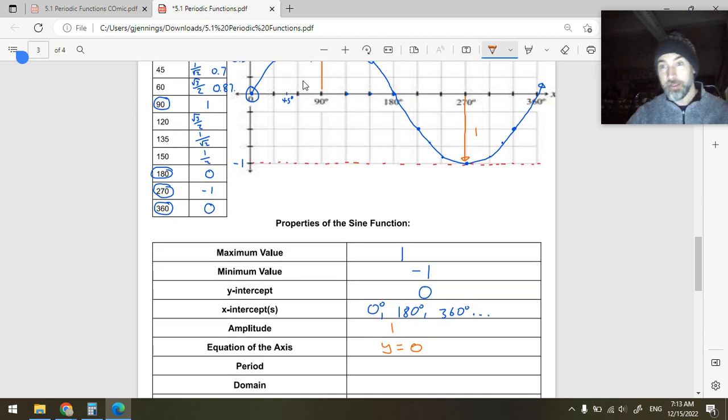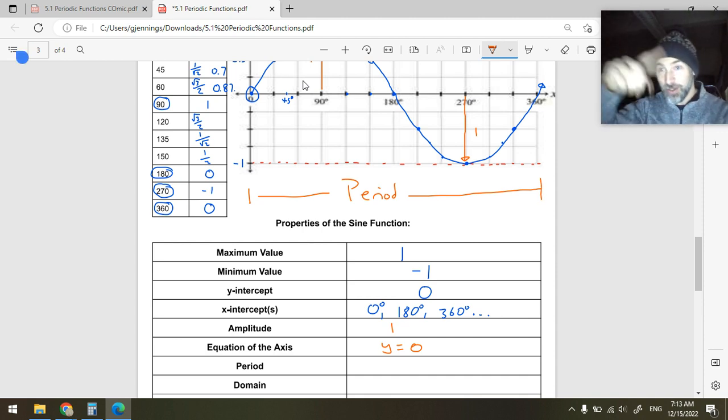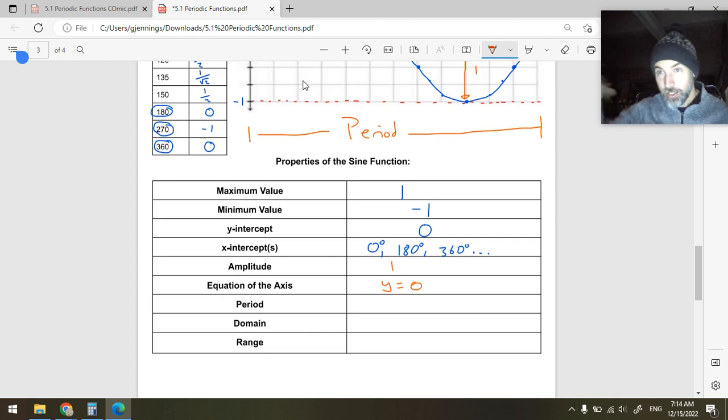Now, what's the period? Okay, remember, the period is not the length of time, but the amount of x values that it takes for this function to go through one cycle. And that's 360 degrees. That's one time around the circle. Okay, 360 degrees. What's the domain? X can be any number. X is of the reals.